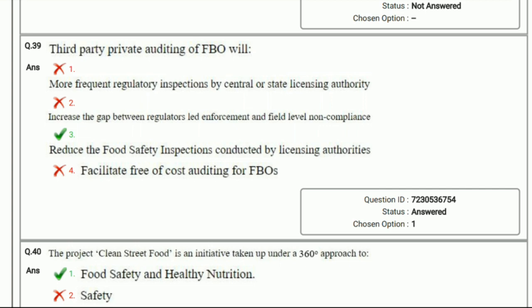Next question is third party private auditing of FBO will. So there are different types of auditing, like first party, second party, third party. So the third party auditing is like private auditing, so it will reduce the food safety inspections conducted by licensing authorities. A common answer to this question.